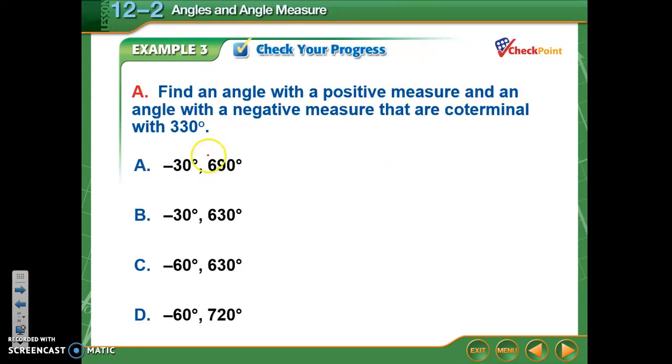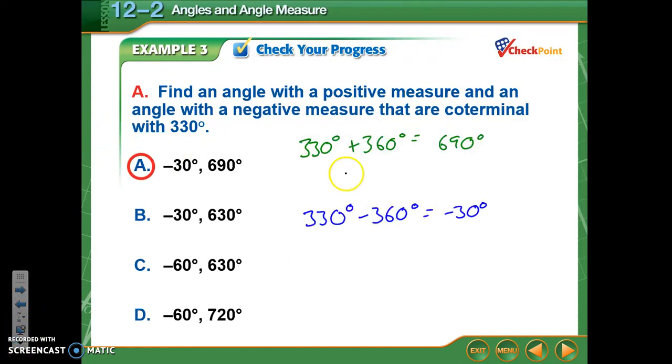So now I want you guys to try this one. Find the smallest angle with a positive measure and a negative measure that are coterminal with 330 degrees. All right, your answer here should be A. And here was the process for getting those. I took my original angle and added 360, so I added one rotation. That gives me a coterminal angle of 690 degrees. And when I subtract one rotation, I get negative 30 degrees.